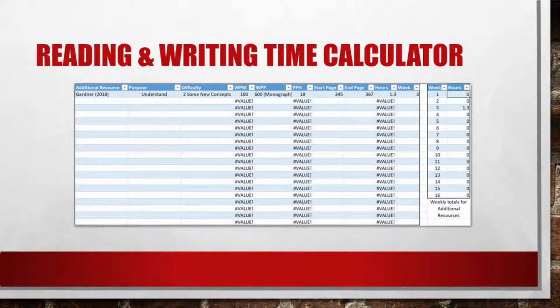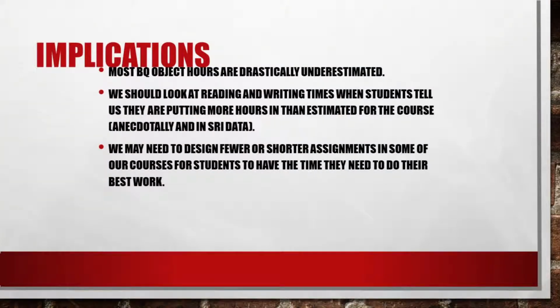So the implications here is that most of our BQ object hours are pretty underestimated, and they take a lot longer than what we're saying they do. And that we should look at the reading and writing time estimates when the students tell us they're putting in a lot more hours than estimated, because our actual data-based estimates are confirming that.